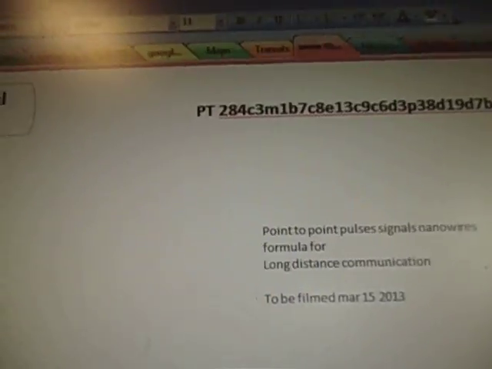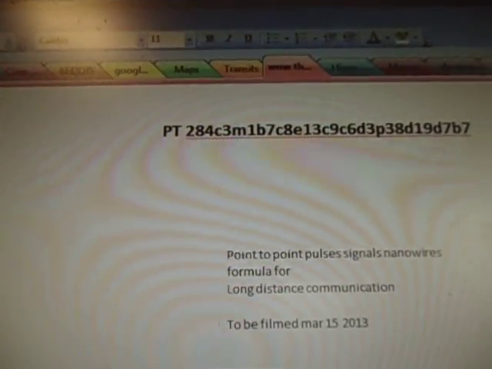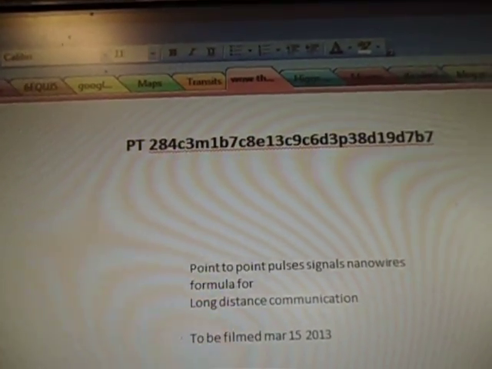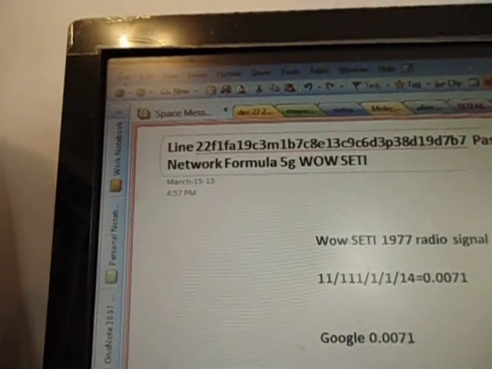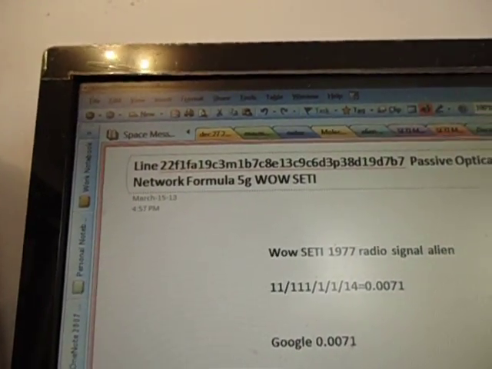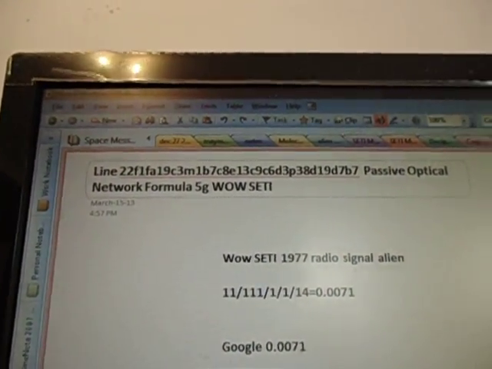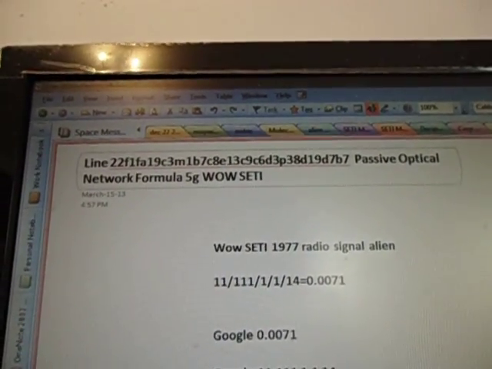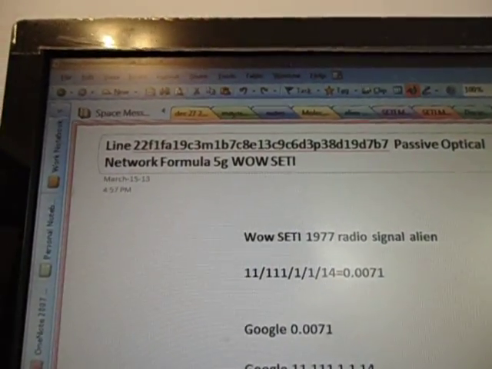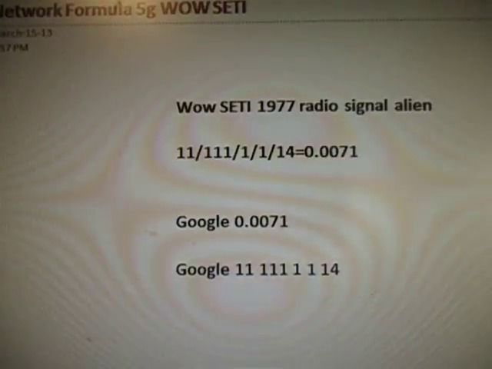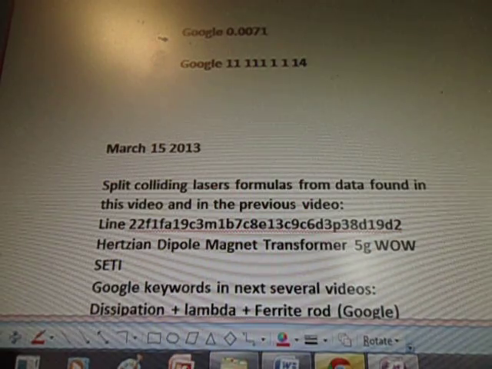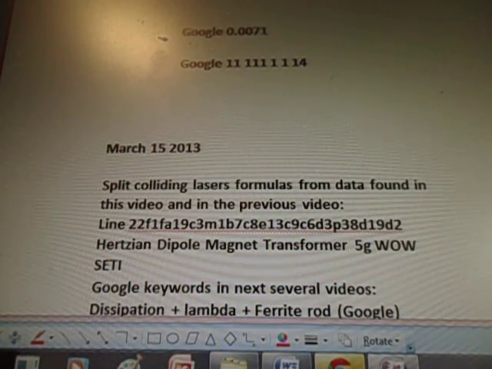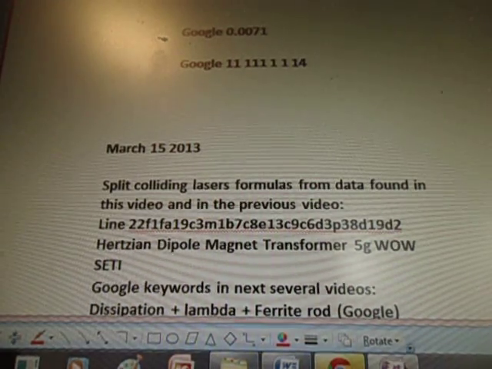Part 284C3M1B7C8E13C9C6D3p38d19d7b7. Line 22f1fa19c3m1b7c8e13c9c6d3p38d19d7b7. Passive optical network formula 5G Wow Seti. There's the alien radio signal. So point-to-point pulses signals, nanowires formula for a long-distance communication.